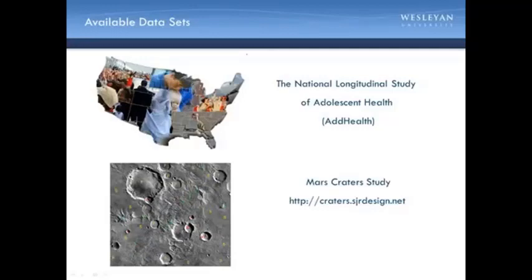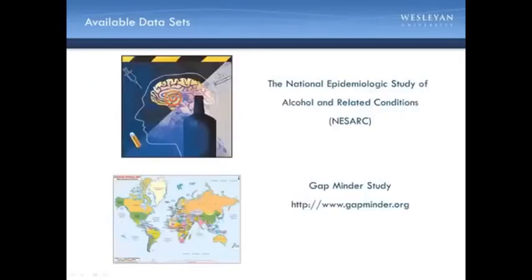Next is the Mars Crater Study. As you may know, the planet Mars has terrain that is heavily cratered. These craters were created about 4 billion years ago during a period of heavy bombardment from asteroids, protoplanets, and comets. Made available by researchers at the University of Colorado Boulder, this data set includes characteristics of more than 350,000 of these Mars craters.